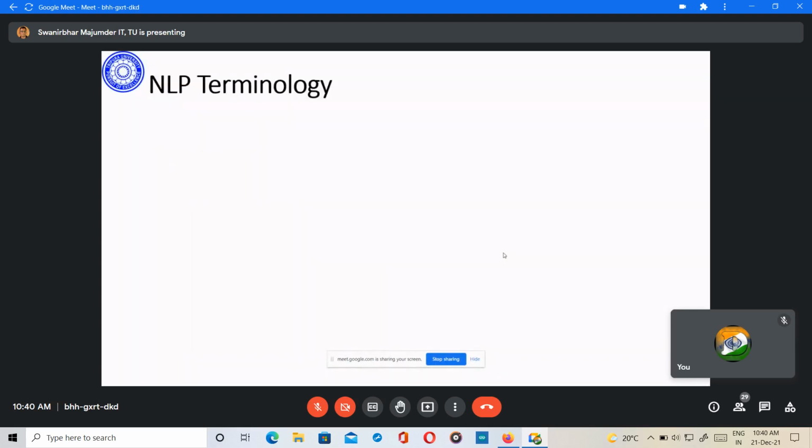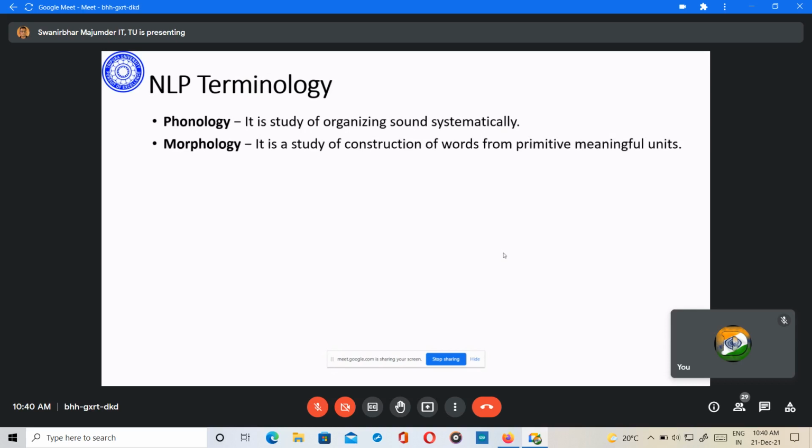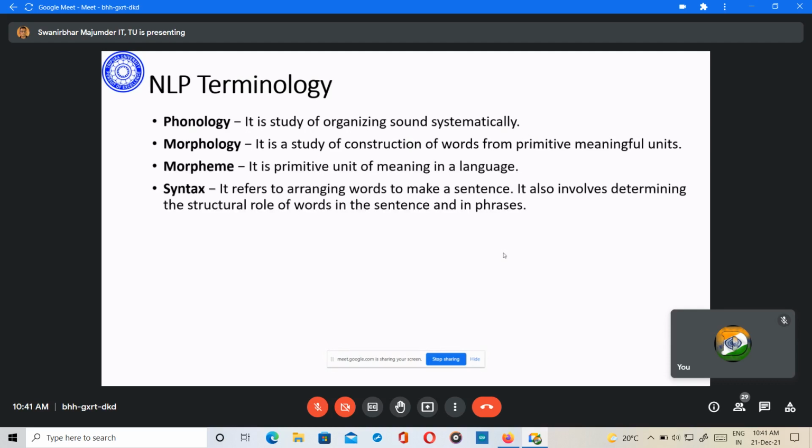Yes, sir. Now coming to the NLP terminology, there are different terminologies which are used in NLP. Number one, phonology. It is the study of organizing sound systematically. Then morphology, in which you study the construction of words from primitive meaningful units. Then morpheme. A morpheme is the primitive unit of meaning in the language. Then syntax. Syntax refers to arranging the words to make a sentence, and it also involves determining the structure.